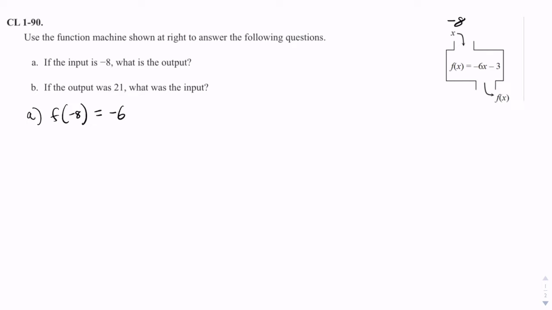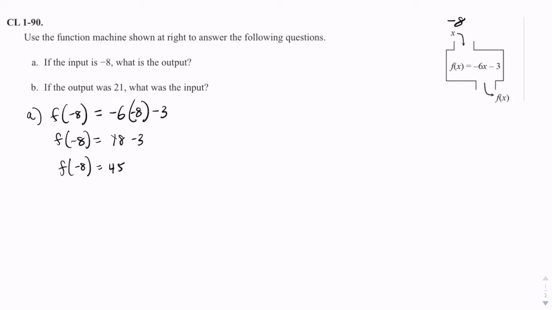And it's -6 times x minus 3. I'm just replacing the x with -8. Okay, so f of -8 equals -6 times -8, right, which is positive 48, minus 3, so f of -8 equals 45, right?